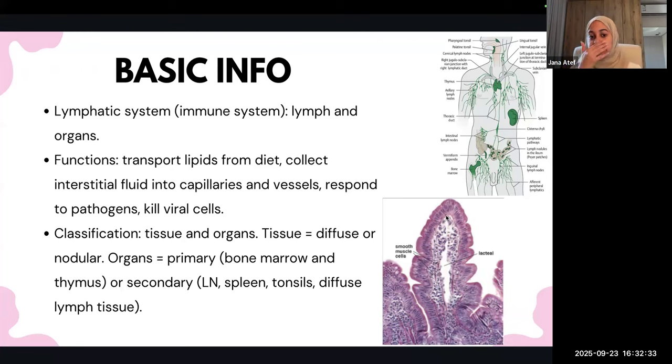It's the first organ, and it's found since embryological life, so when you're born with them. Secondary lymphatic organs are the lymph nodes, the spleen, the tonsils, and any diffuse lymphatic tissue. So you know your tonsils, you know the spleen. All of these are the secondary organs. The only primary organs are the bone marrow and the thymus. Why? Again, because these are the location where B cells and T cells are made.